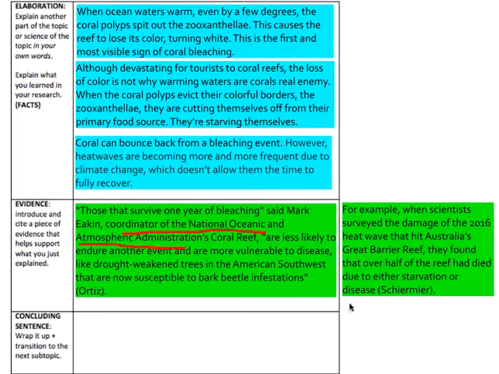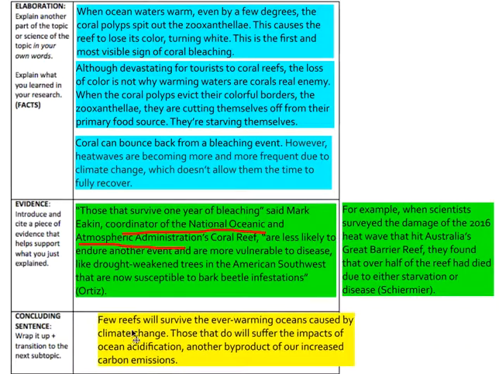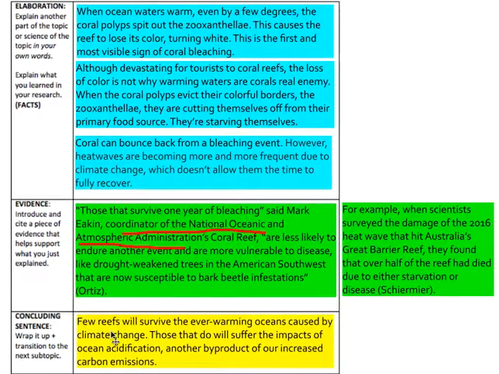So let's finish it up. We're going to finish it up with a concluding sentence. In our concluding sentence, we're going to wrap up the ideas in the paragraph. We're going to remind the reader about our topic sentence, and then we're going to transition to our next subtopic. So here's my concluding sentence. Few reefs will survive the ever-warming oceans caused by climate change. So I'm reminding the reader what my topic sentence is, that they really can't survive the warming waters.